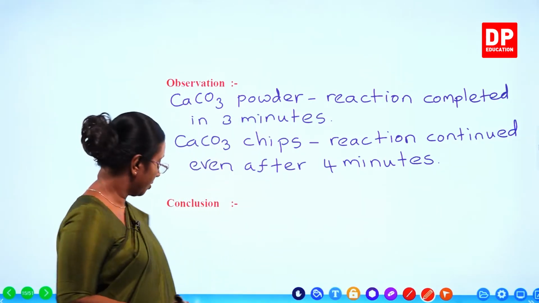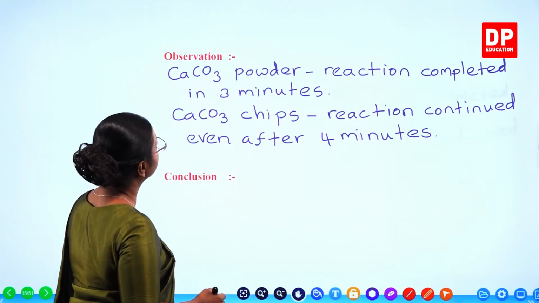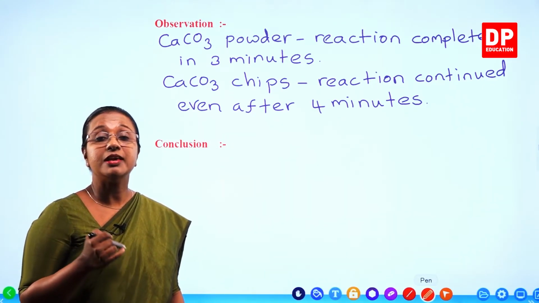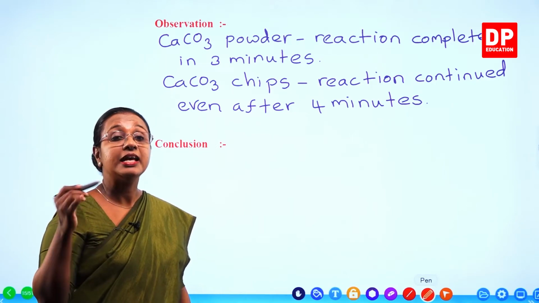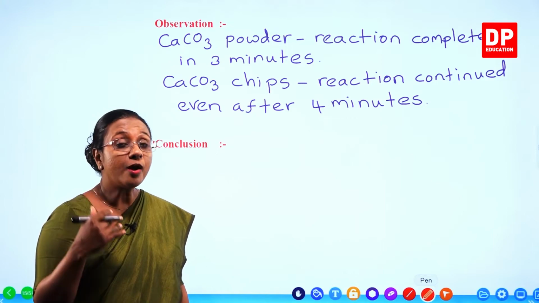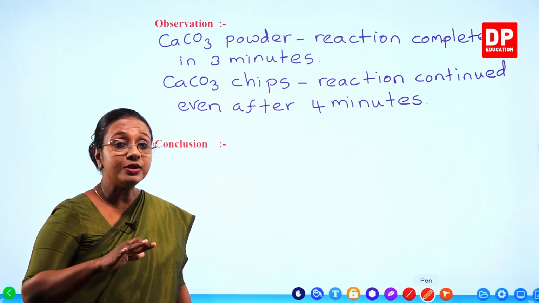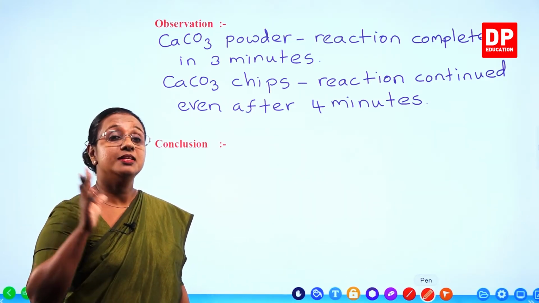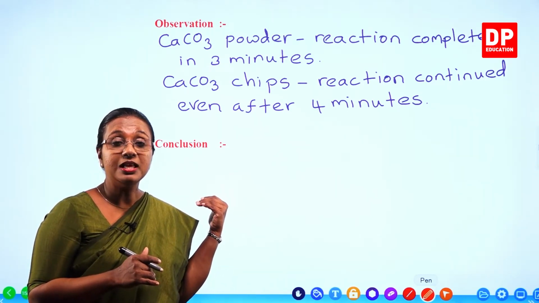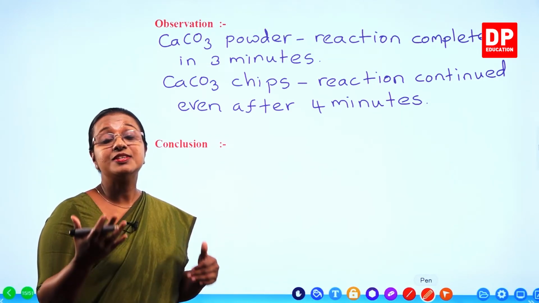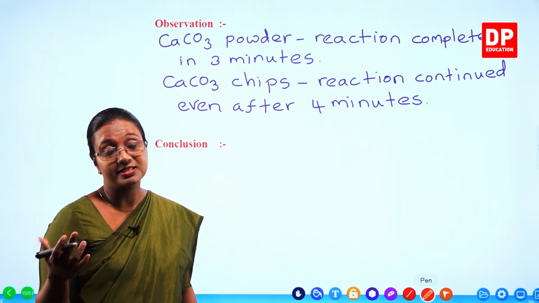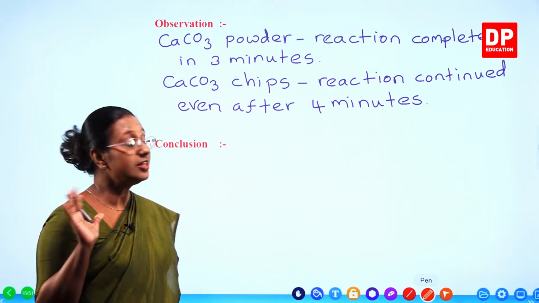So from these two observations, what can you conclude? Calcium carbonate powder reacts fast with hydrochloric acid. Calcium carbonate chips react slowly with hydrochloric acid. From that we can say, powder has more surface area, the chips has less surface area. We have discussed how that is possible. And there, when the surface area of reactants increases, the rate of reaction increases. That is the final conclusion that we can get.